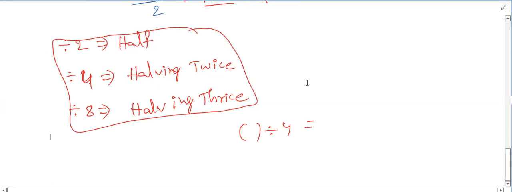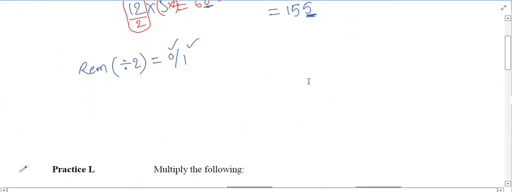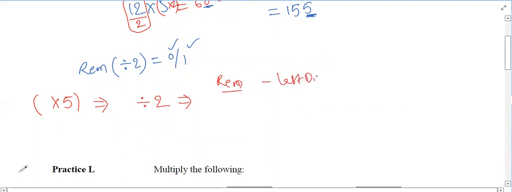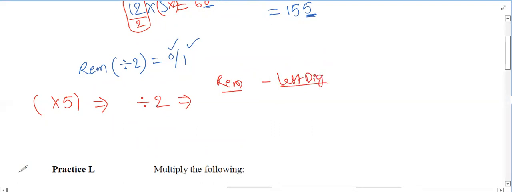Right. Now we will go to multiplication by 5. Simply, instead of multiplying a number by 5, we will divide by 2, and based on the remainder we'll keep the last digit. Tell me, the remainder possibilities are 0 and 1. If the remainder is 0, the last digit is 0. If the remainder is 1, it is 5.